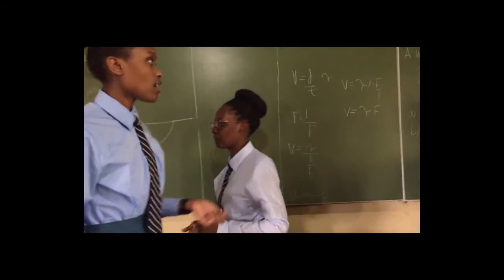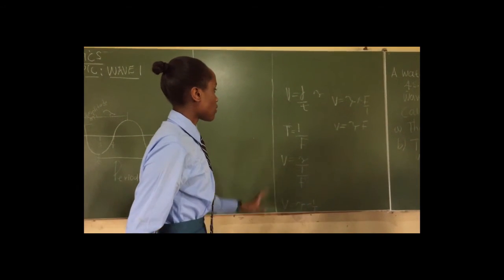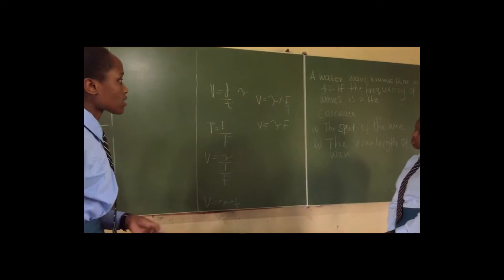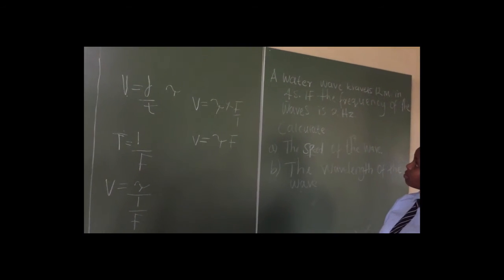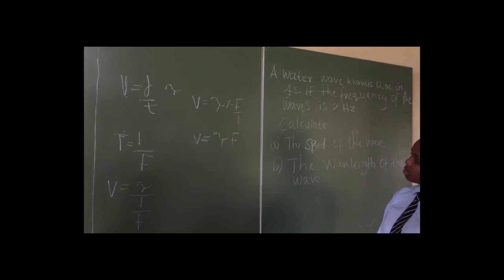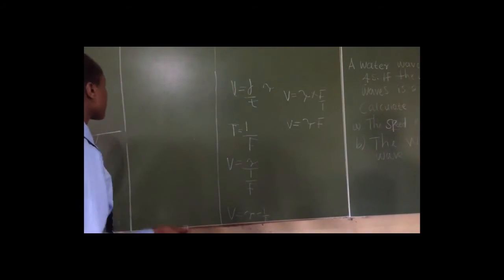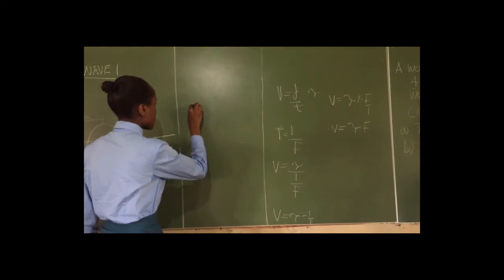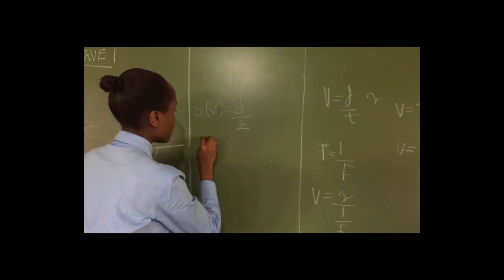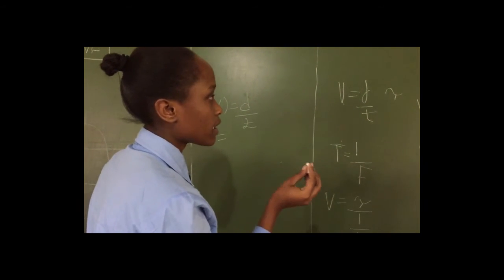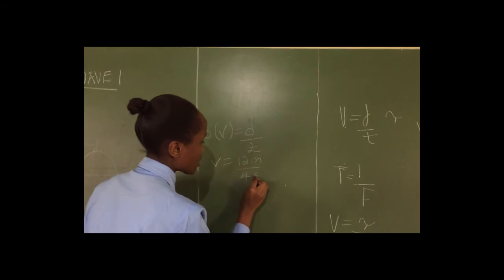In addition to that, for us to understand this formula, we have a question which states that a water wave travels 12 meters in 4 seconds. If the frequency of the wave is 2 hertz, calculate the speed of the wave. Speed, which is the same as velocity, is calculated as distance over time. So v, the distance we've been given is 12 meters in 4 seconds, which is the time.